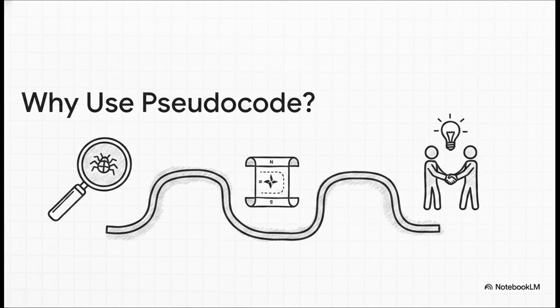Plus, because it's language independent, it acts as this universal roadmap. This is huge, you guys, because coding is a team sport. It allows developers to communicate their logic clearly to non-programmers, like project managers or stakeholders. These folks might not know how to code, but they absolutely need to understand how the application functions.